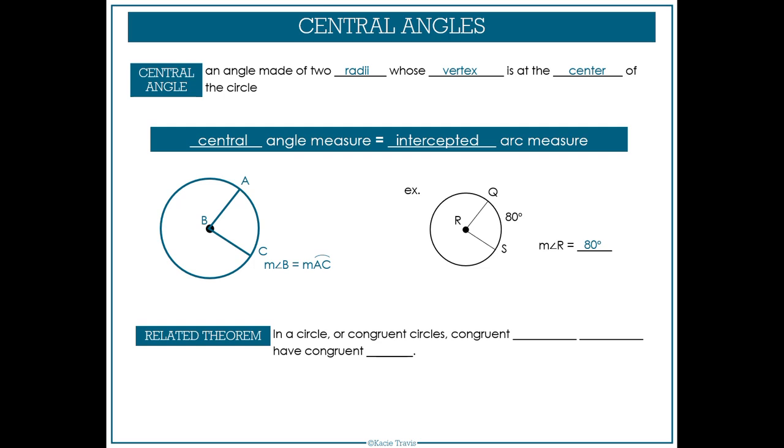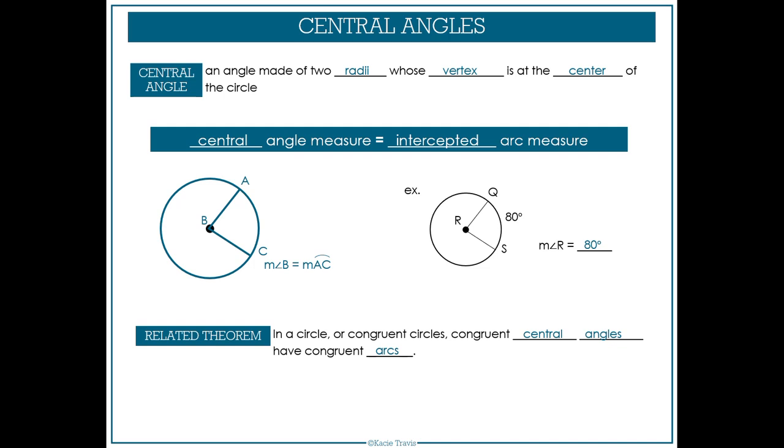Now, a related theorem that we're going to have with this is that in a circle or in congruent circles, congruent central angles have congruent arcs. So if you have multiple central angles inside of your circle, that means that those arcs that are made up of those congruent angles will be congruent.